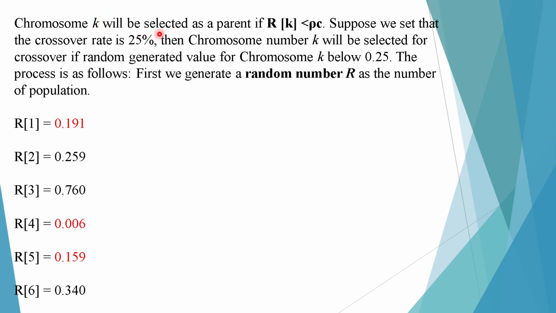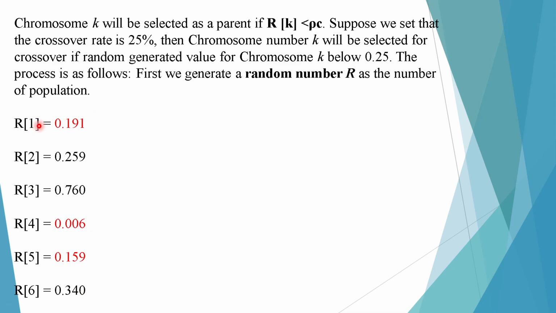Okay, chromosome K will be selected as a parent. Okay, like this, we have the R1. These are actually the random numbers for the 6 chromosomes. And then the crossover rate is 25%, which is 0.25. So chromosome K will be selected as a parent if the random number of K is less than the crossover rate.